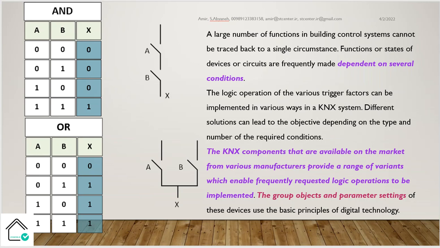The group objects and parameter settings of these devices use the basic principle of digital technology. So when we want to define the logic in KNX devices, we should do it from the parameters, and according to our parameter settings, it provides some specific group objects. Then we link the group objects in a manner that provides us some specific logic, okay? But remember that this is only one way to provide logic in KNX, and we have another way. So let's go and see.